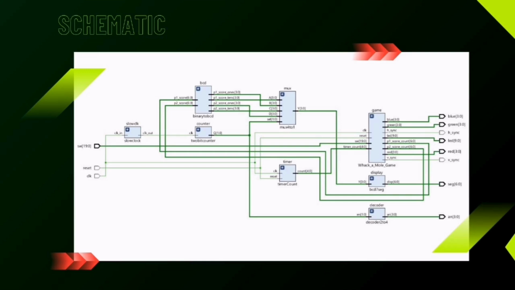The decoder translates counter signals to activate the appropriate 7-segment display digits. This works in conjunction with the BCD converter to present clear real-time score updates. This integrated system architecture demonstrates how digital logic components work in concert to create an engaging and responsive gaming experience. Each module performs its specialized function while maintaining seamless interoperability with others.